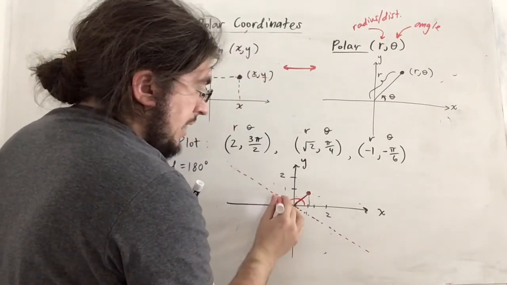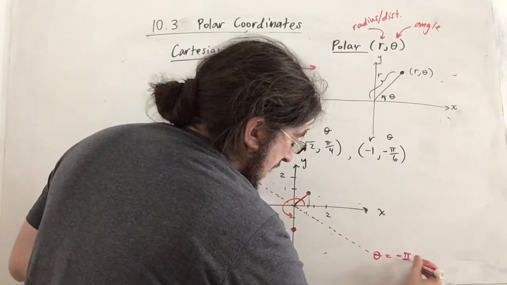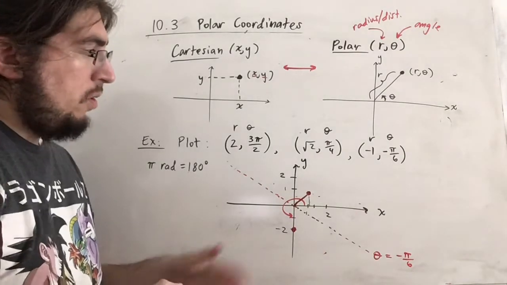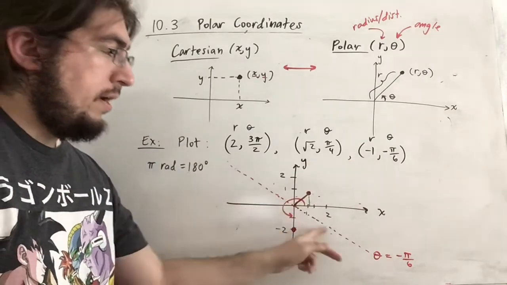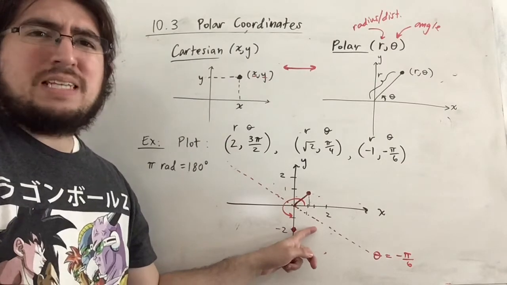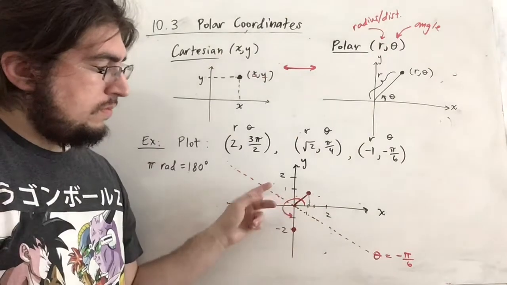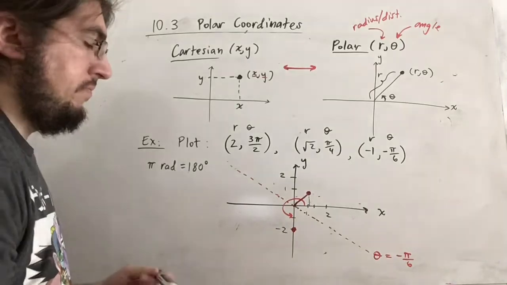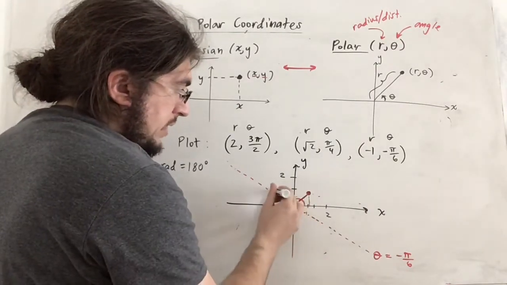And this dashed line here will represent the angle of negative pi over 6. Theta equals negative pi over 6. Okay? So if I move down this angle and then go a radius of 1 on this line, then we'll arrive at a point. But since it says negative 1, what does that mean? Well, instead of going out in that direction, you go inward. So it actually will go back in this direction a distance of 1.